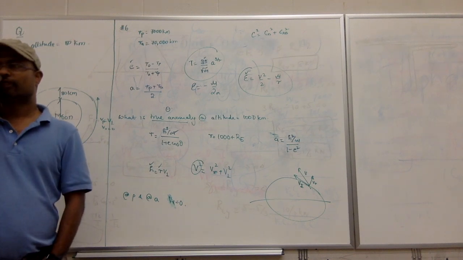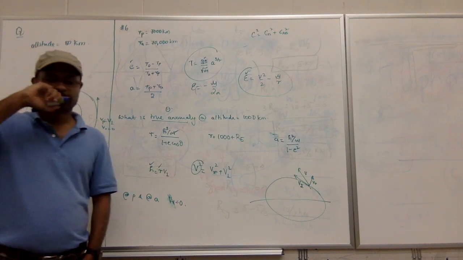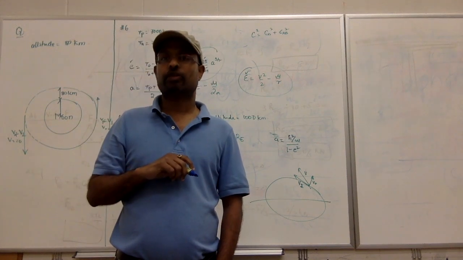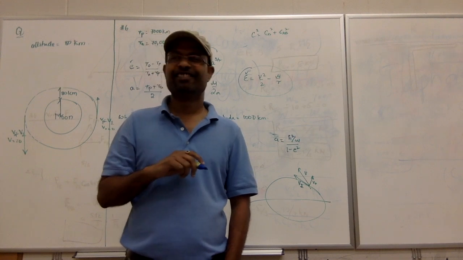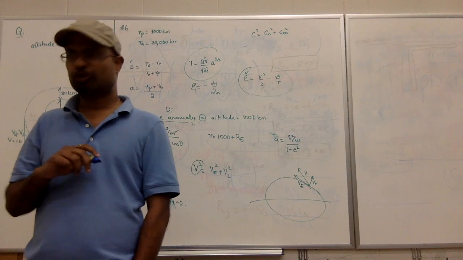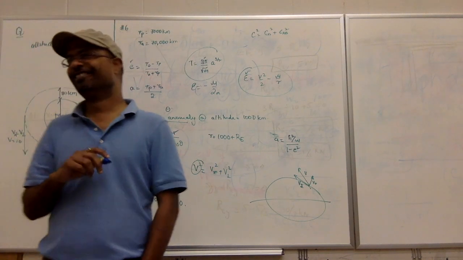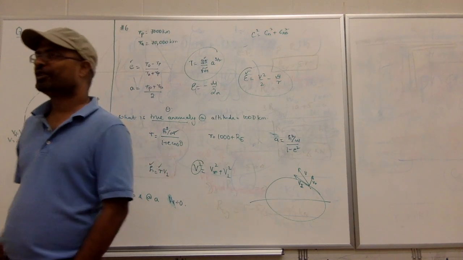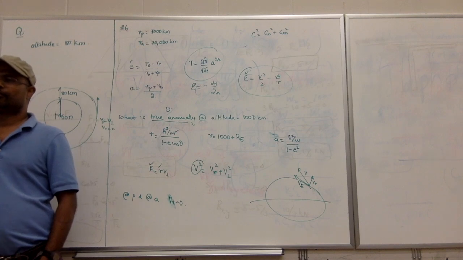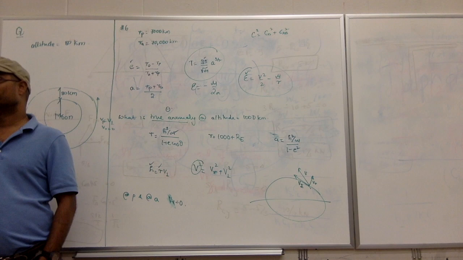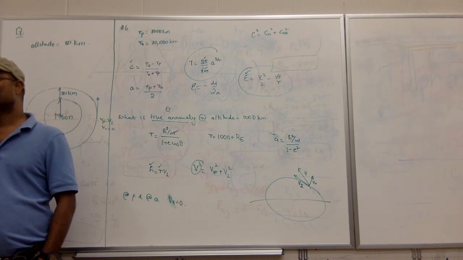an ellipse. Anybody? What is the area of a circle? It's 2 pi r. You sure? Are you going to bet your life on that? It's not 2 pi r. What is the unit of 2 pi r? It's meters, right? What is the unit of area? It has to be meter squared, right?